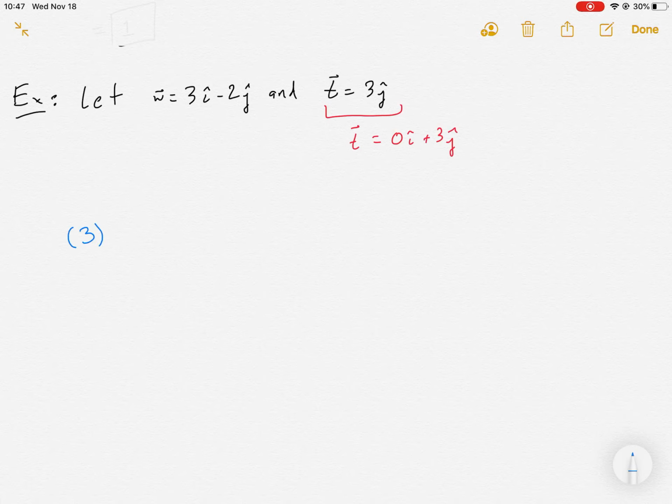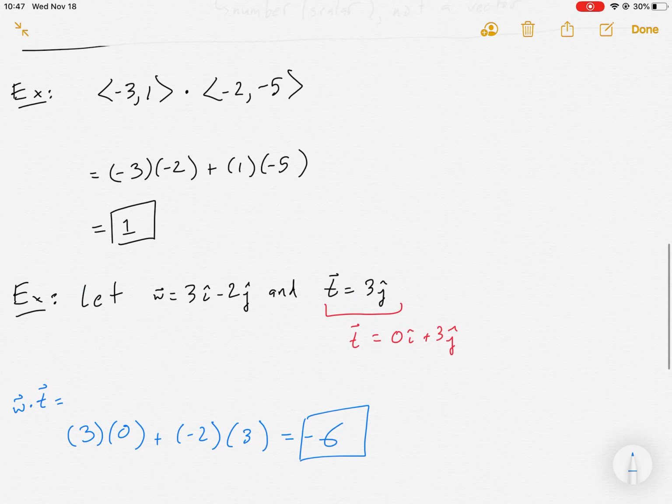I should actually write down the problem we're trying to solve. So 3 times 0 plus negative 2 times 3. And that would just give me negative 6 as my final answer. So overall, pretty straightforward. You just match up the components, multiply them, and then add your results together. The second one, I tried to make a little more complicated, but that's just about as complicated as it can get.